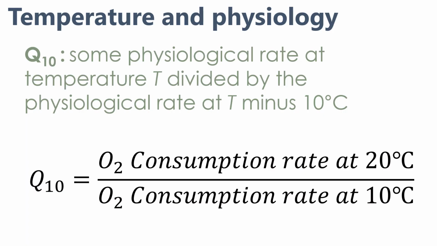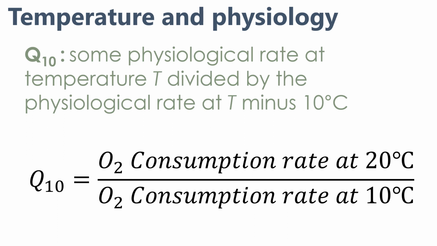To understand how organisms and their metabolism are impacted by temperatures, ecologists often use a metric called the Q10 value, which is some physiological rate, we could say oxygen consumption, measured at temperature T, a given temperature, divided by the same physiological rate at temperature T minus 10 degrees Celsius. So what does that mean?